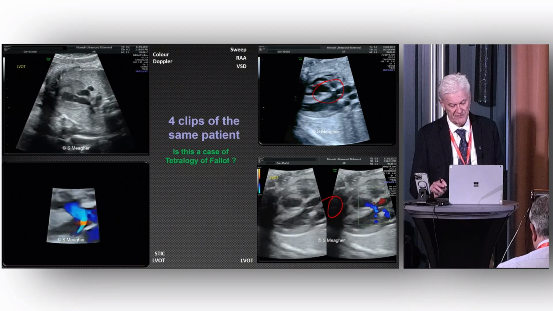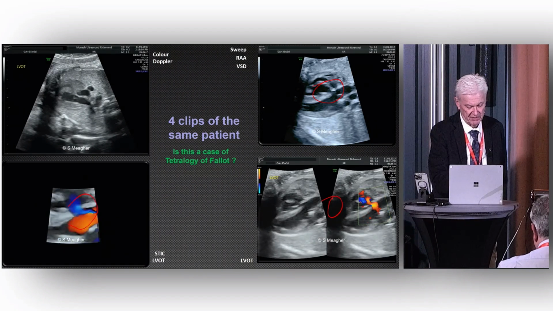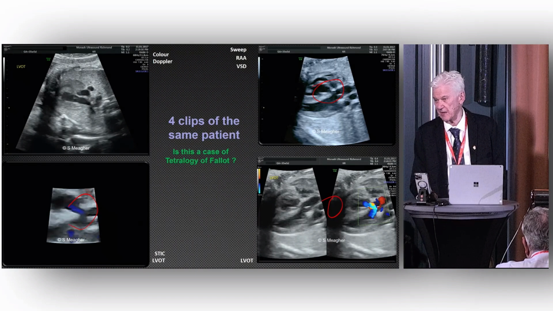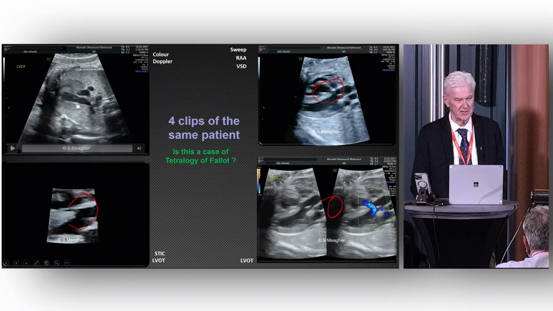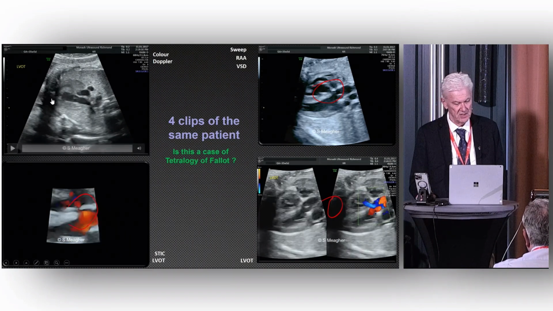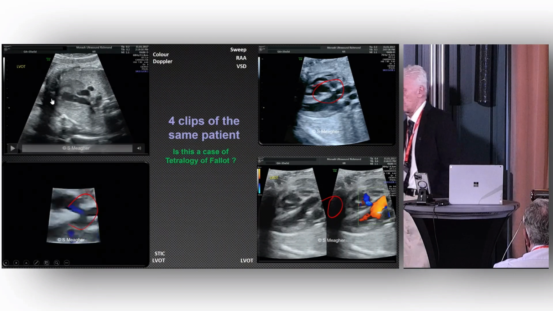And then do it with stick volume analysis, and you can see that bidirectional flow. There's no question this baby has got a VSD. The question is, does the baby have Tetralogy of Fallot? So in a sense, you want to make a call at Tetralogy of Fallot.